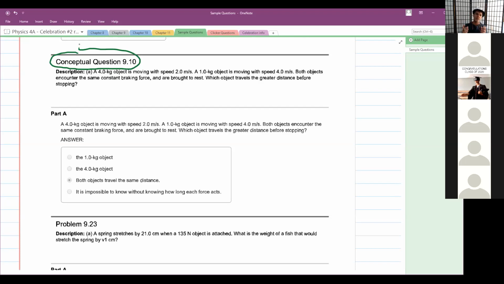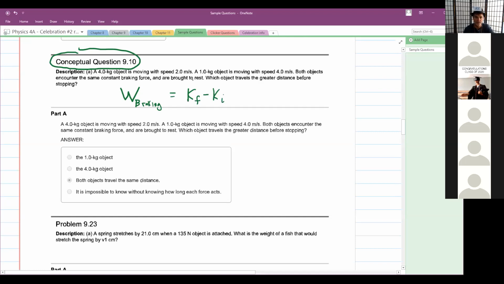So both of these objects are moving. They have some initial kinetic energy. They're both going to be brought to rest by some braking force. What I know is that the change in kinetic energy of the cars is going to come from the work done on them by the braking force. So what I could say is the work done by this braking force equals the change in kinetic energy, which is the final kinetic energy minus the initial.